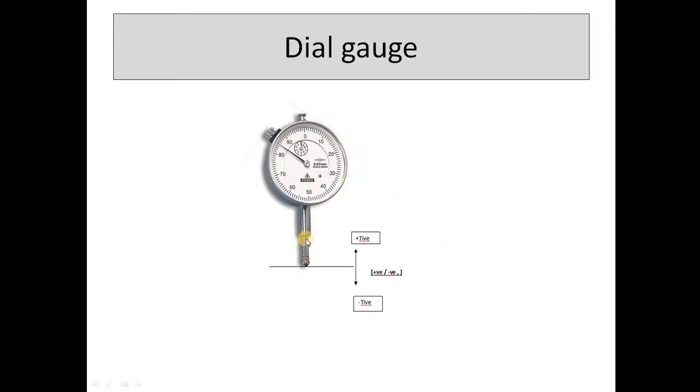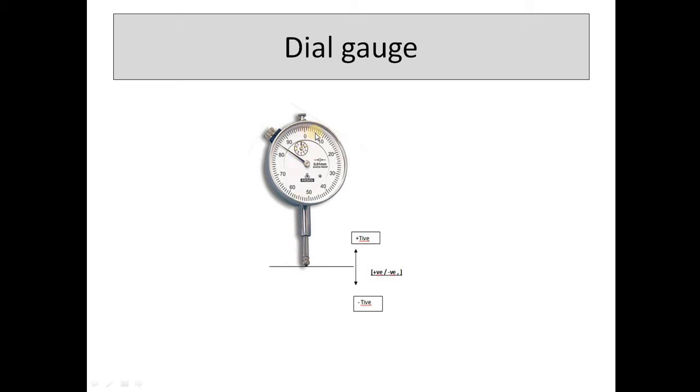If you see, the dial gauge has a plunger. If you move the plunger upwards, the pointer will move clockwise. If you pull the plunger downwards, the pointer will move anti-clockwise. Similarly, there is a small scale. If you push the plunger, it will move in the clockwise direction. If you pull the plunger, it will move in the anti-clockwise direction.